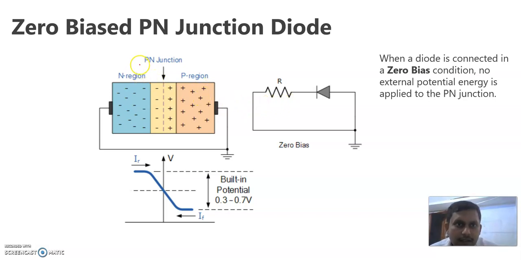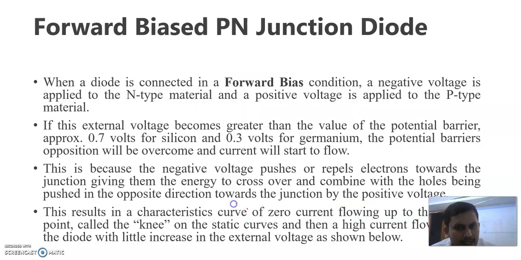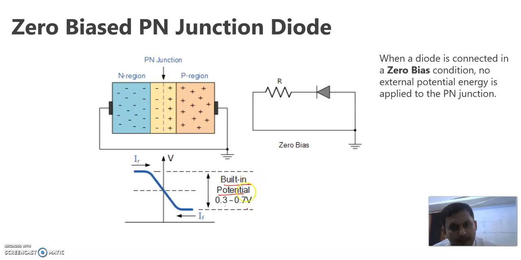So this is the zero biased or unbiased condition. In this case, there is no external voltage applied across the diode. The other name of the potential barrier is the built-in potential, which is 0.3 to 0.7 volts. For silicon it is 0.7, and for germanium it is 0.3.